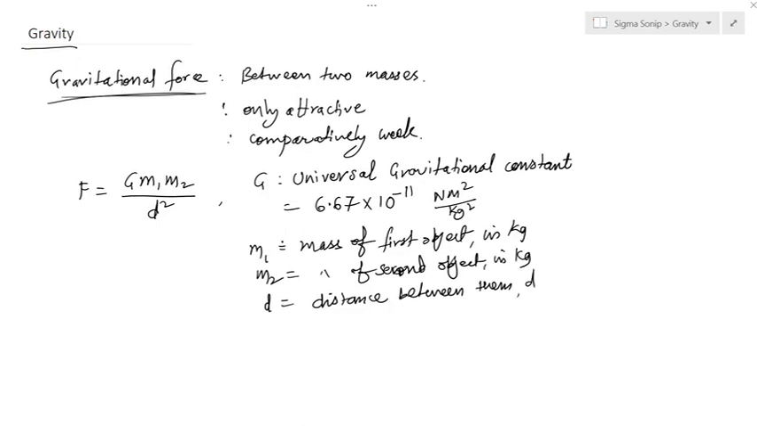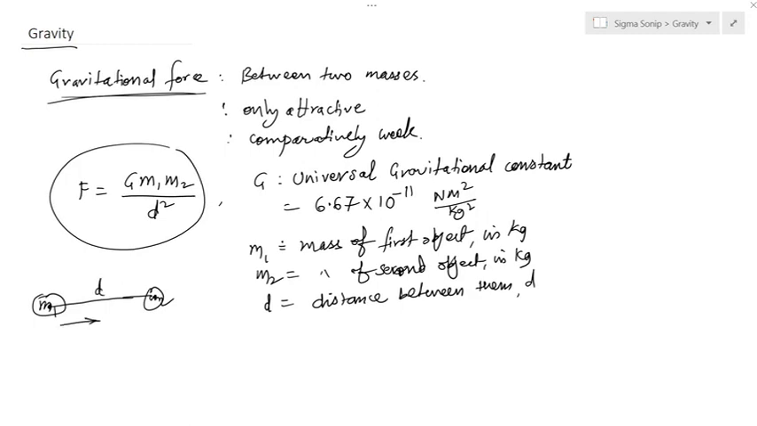So this formula gives you the force between two masses, where this one is your M1, this is your M2, and the distance between their centers of gravity is D. And this force will be attractive in nature. So this M1 will experience a force towards M2, and M2 will experience a force towards M1.